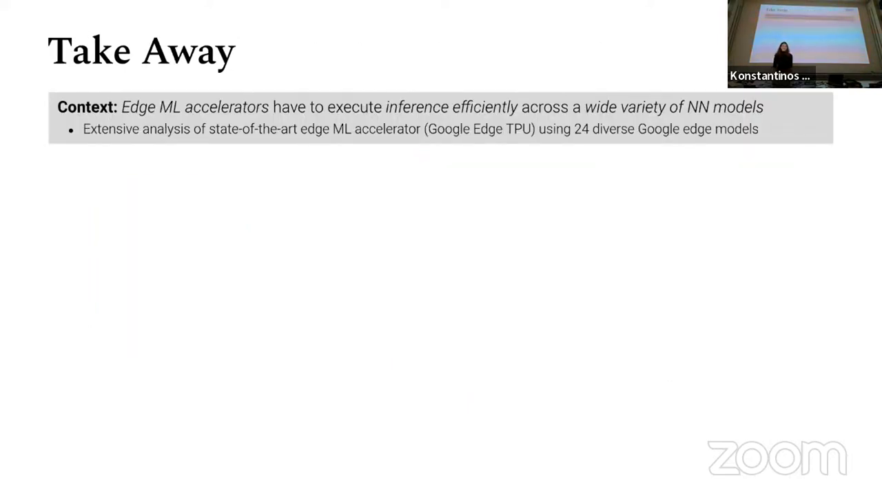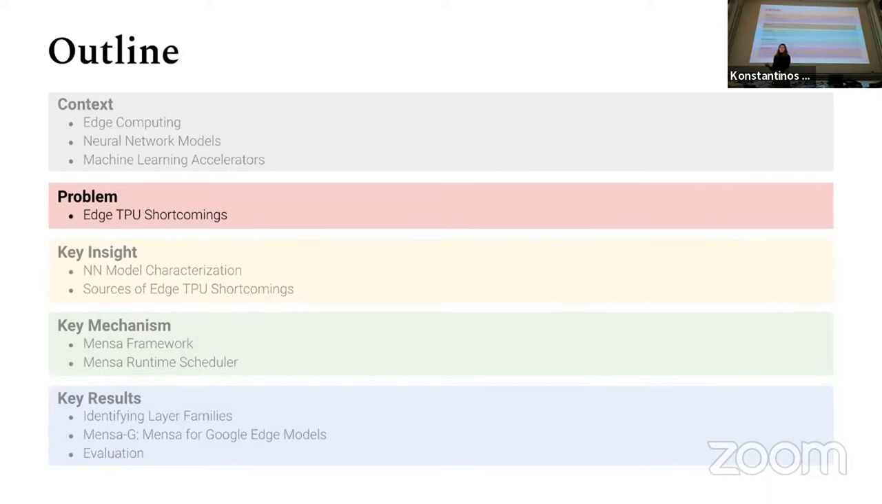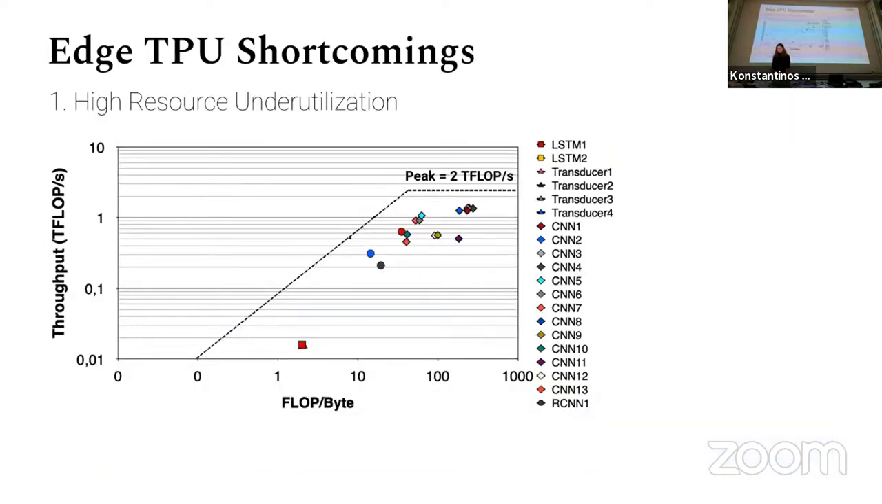So I told you, you'll get sick of the slide. Takeaway from now, we're looking at 24 different models within this range of different models. And we're looking at the Google TPU. And now we're looking at the problems this Google TPU has when we actually run these different models on it. And what we can identify from this is that there are actually three major shortcomings.